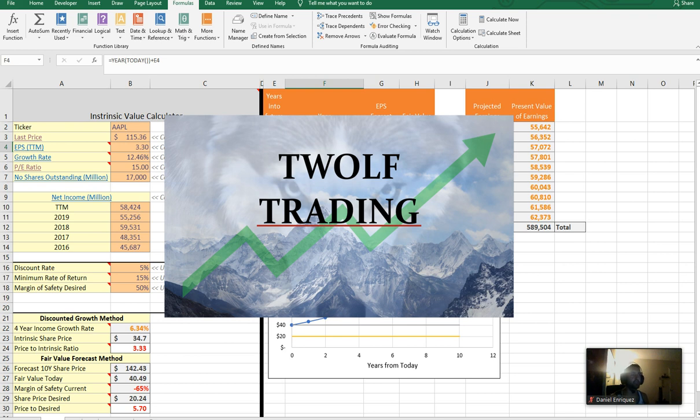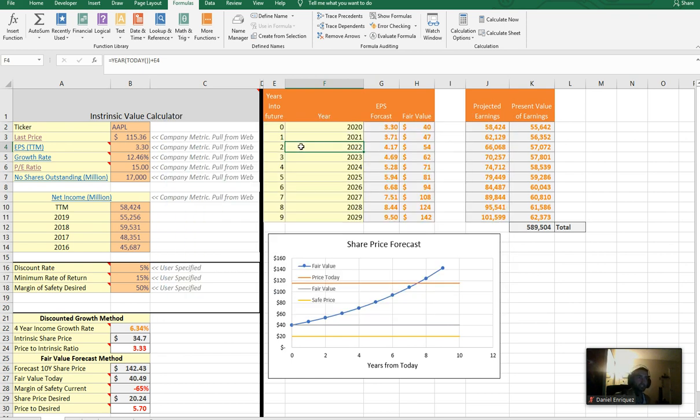Today I'm going to be talking about this intrinsic value calculator. Now, this intrinsic value calculator is a value investing method for determining the price of a stock today based on future growth estimates. And I made it dummy proof by color coding it, adding some cool line plots, and making it real easy for you to use by hyperlinking all the websites you need to get all this information.